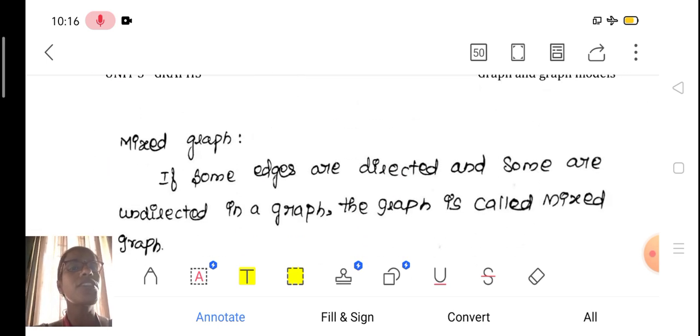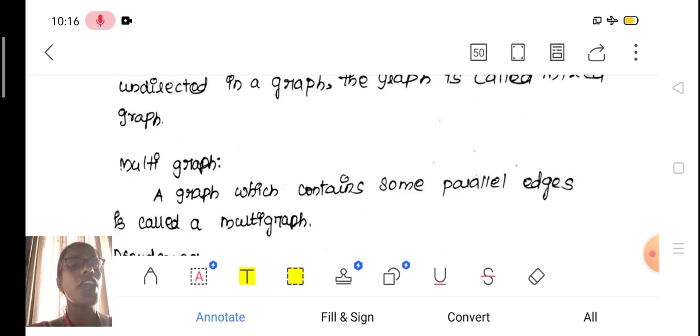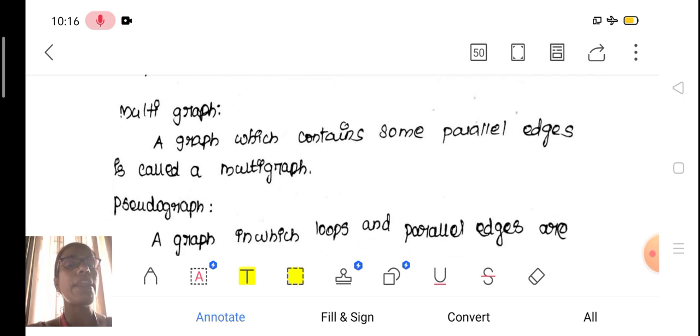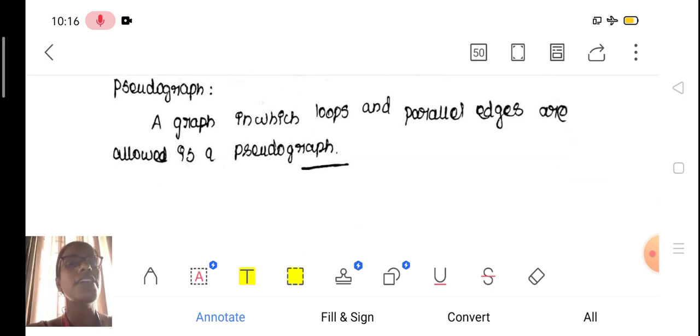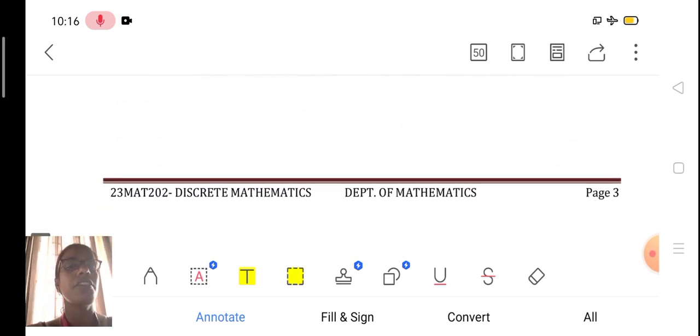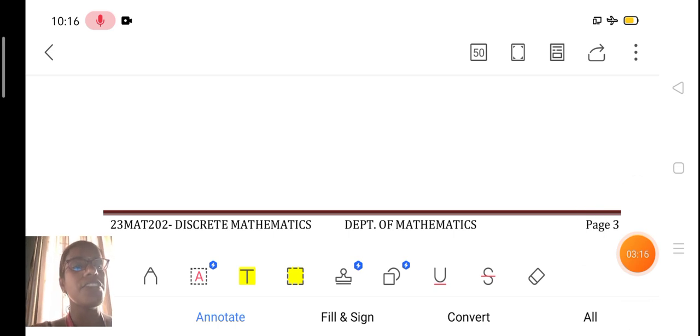If some edges are directed and some edges are undirected in a graph, the graph is called a mixed graph. A graph which contains some parallel edges is called a multigraph. Pseudograph: a graph in which loops and parallel edges are allowed is a pseudograph. So these are the basic definitions.